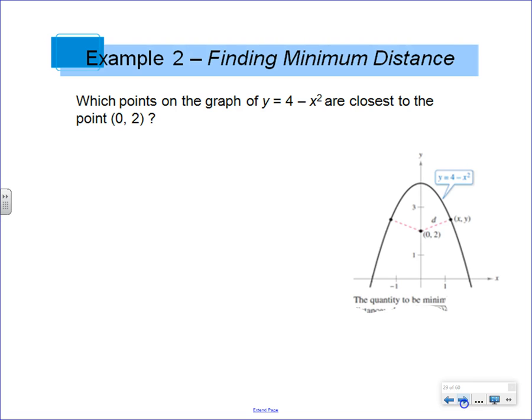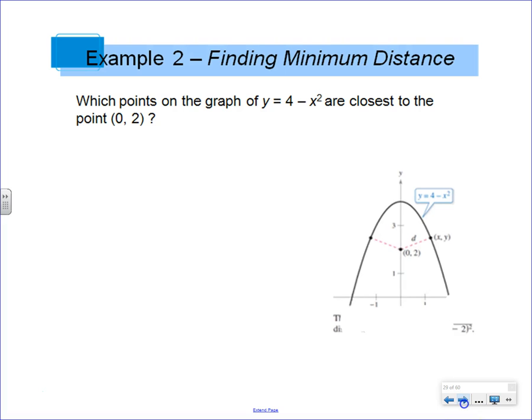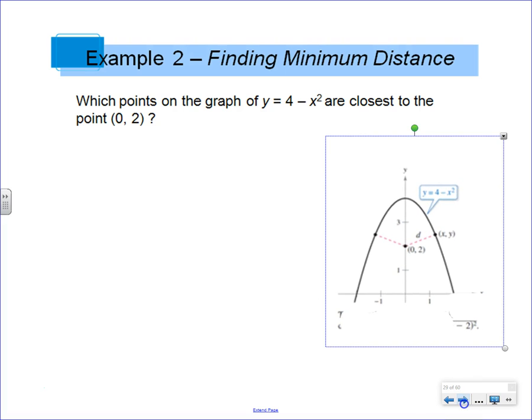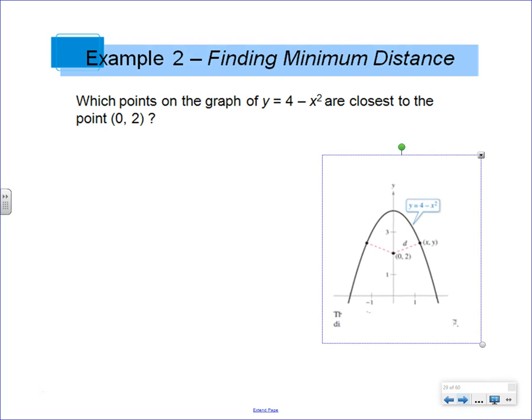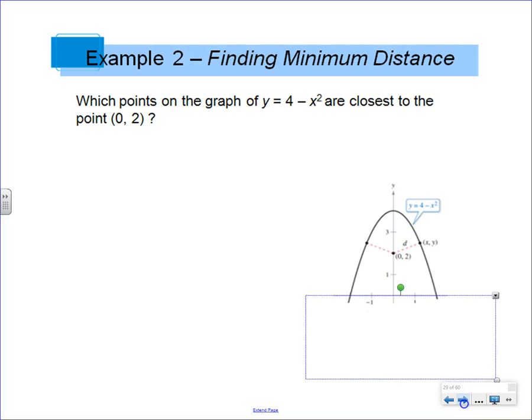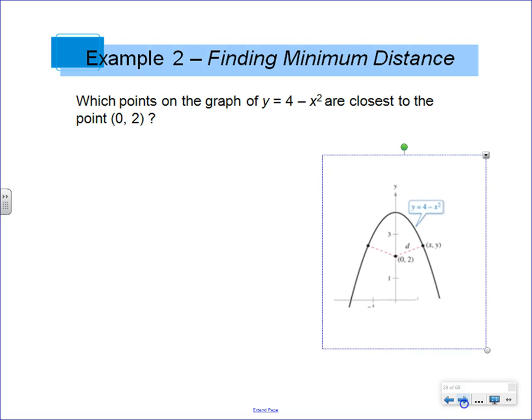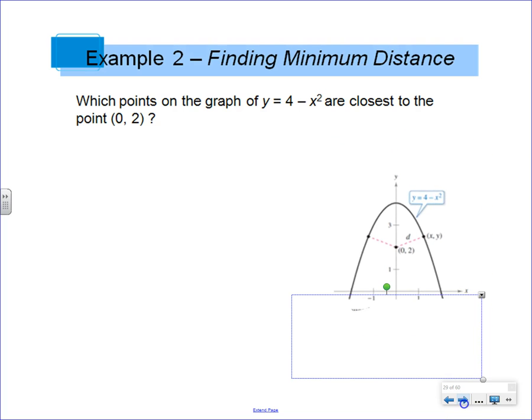Does that say xy? Oh, xy. I know, it got fuzzy when I tried to blow it up. I was trying to hide the wordy stuff. This is the point x, y, and that's the point (0, 2). This is the function y equals 4 minus x squared. You shouldn't need the picture to be able to do this.